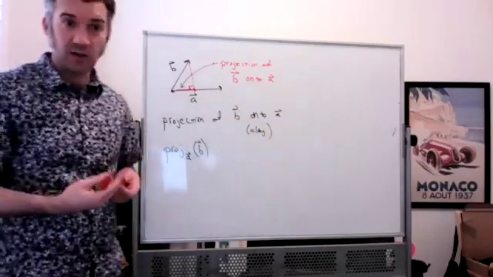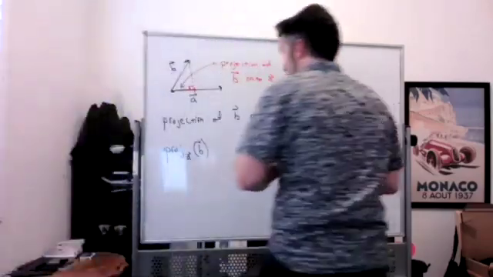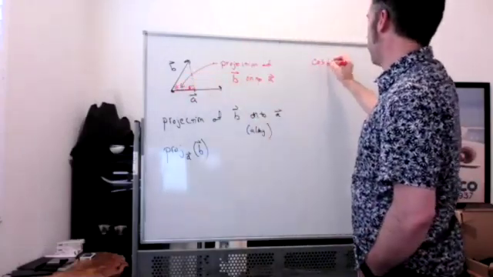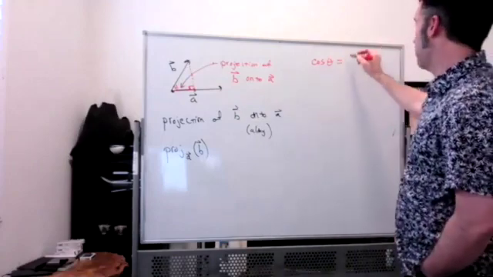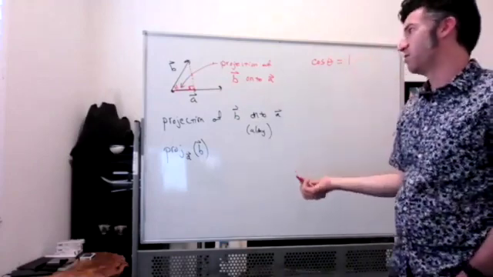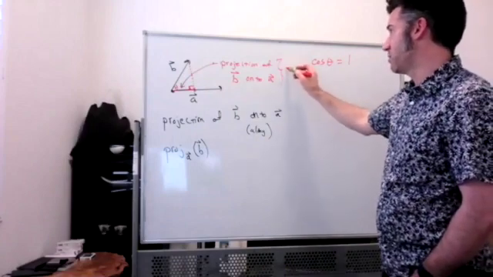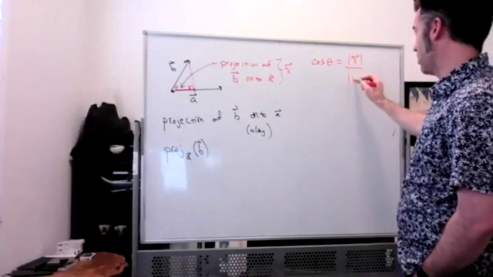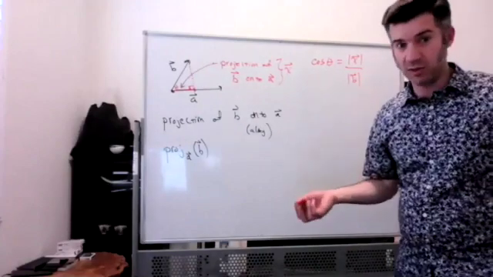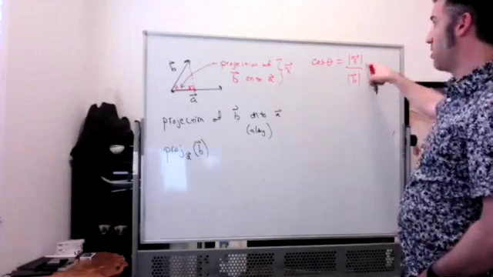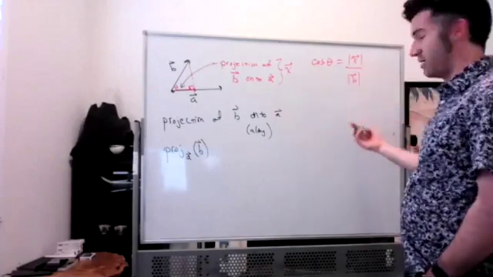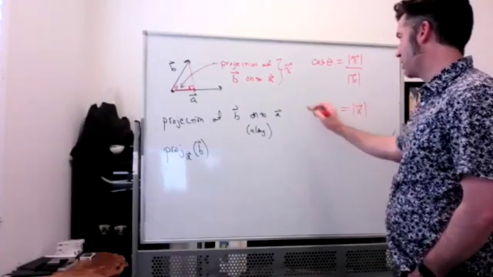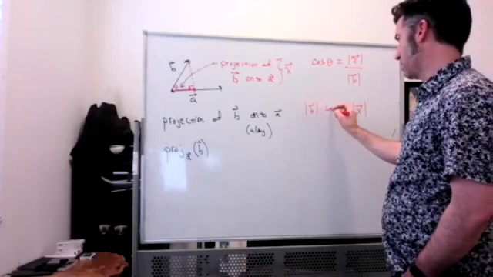You can find its magnitude using trigonometry. If this is the angle between them, cosine of theta equals the magnitude of the projection, let's call it x for the moment, divided by the magnitude of the hypotenuse, which is the magnitude of the vector b. Then we can solve for x. I know I said I wasn't going to talk about that here. So the magnitude of x equals the magnitude of b times cosine theta.